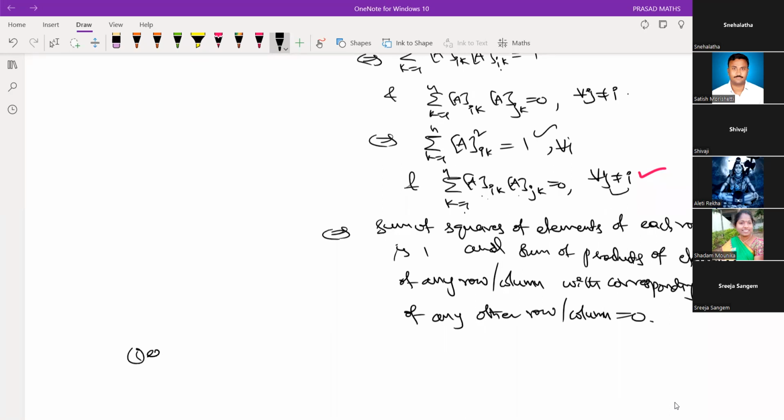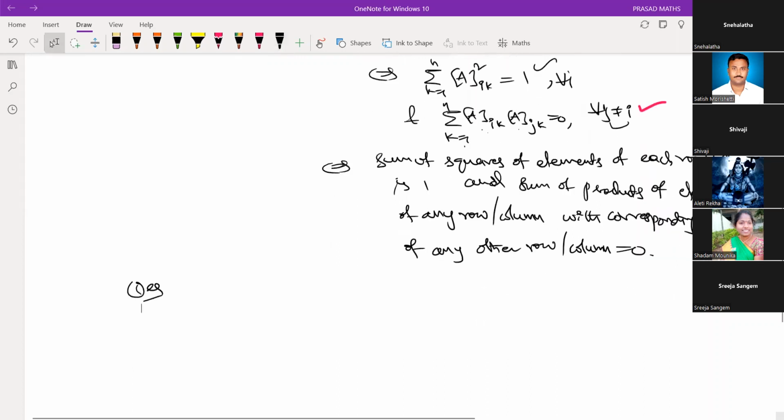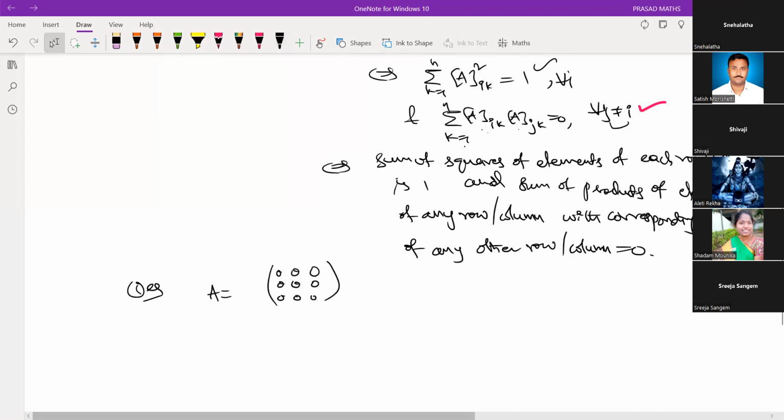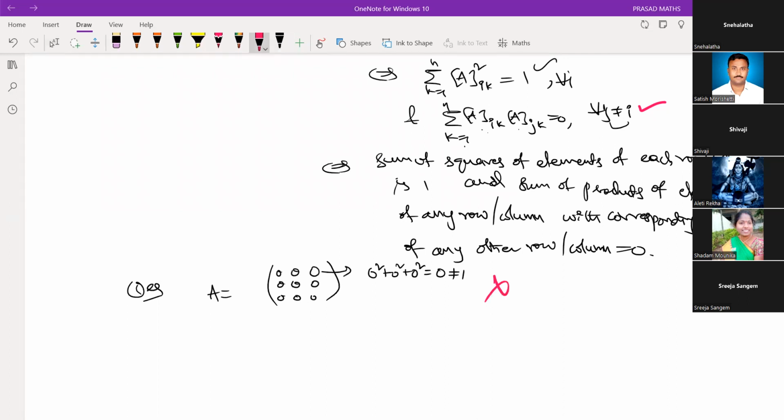Suppose you take a 3 by 3 zero matrix. Is it orthogonal? The answer is no, because look at this row. The sum of the squares of the elements should be 1 according to the definition, but it is equal to 0. What is my definition? The sum of the squares of the elements of each row should be 1. But for this matrix, the sum of the squares of the first row is 0, which is not equal to 1. Hence, it is not an orthogonal matrix.